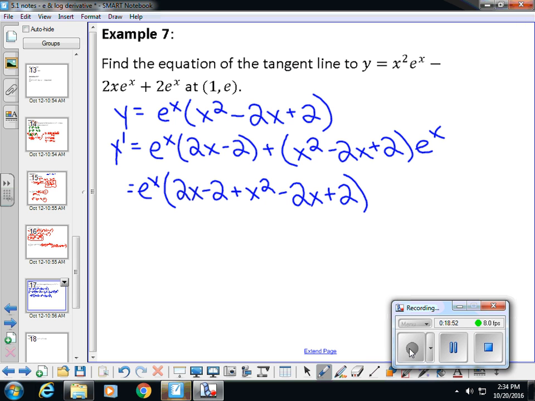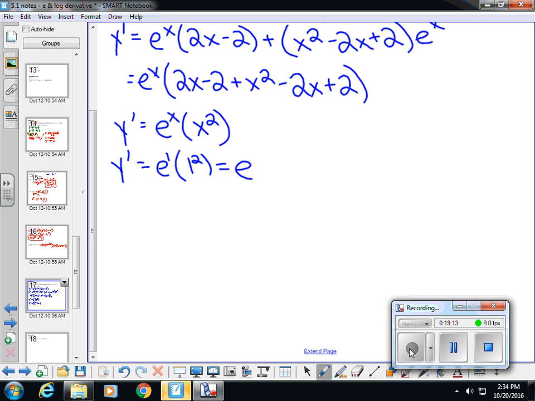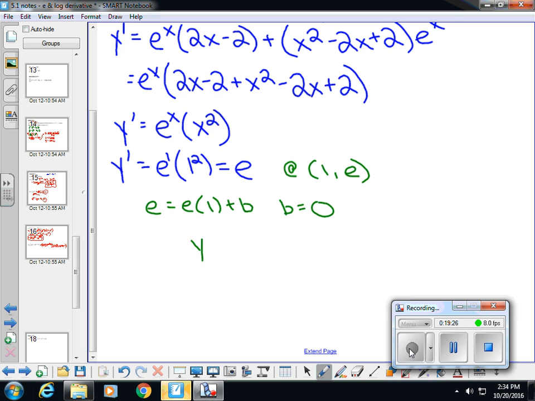And now by having it in the negative, I now have a bunch that cancels out, so my y prime is actually just e to the x times x squared. So to figure out my slope, my slope is going to be e to the first times 1 squared, so I just get e. So then to find the equation where my slope is e at the point 1 comma e, y equals mx plus b. My b turns out to be 0. So I get y equals e times x.